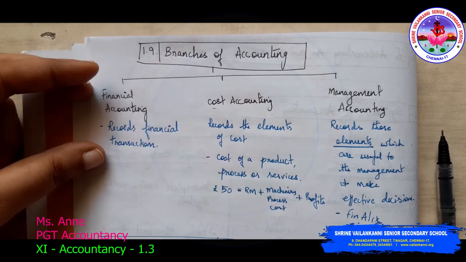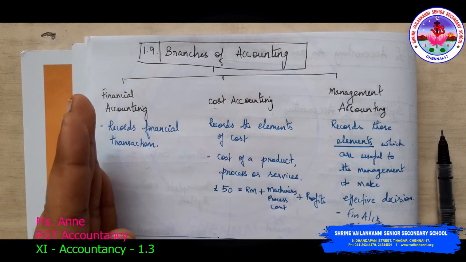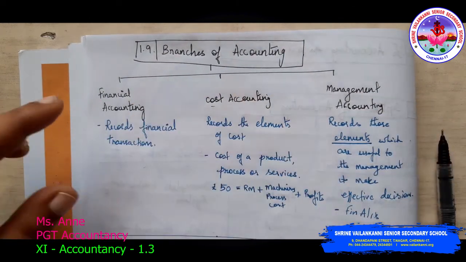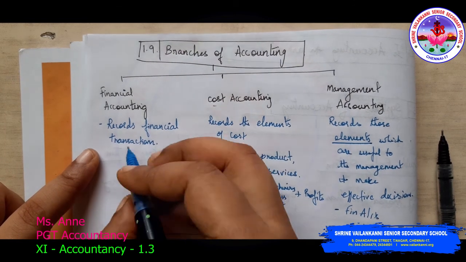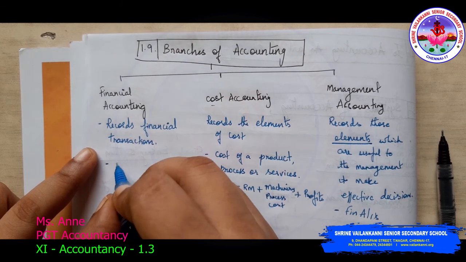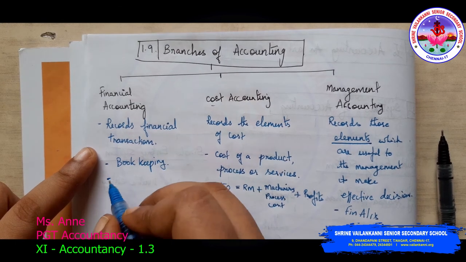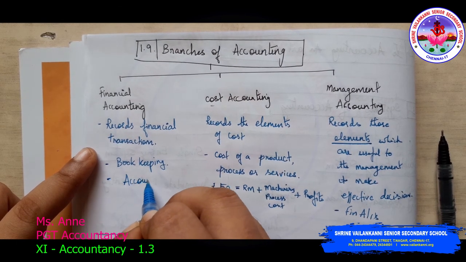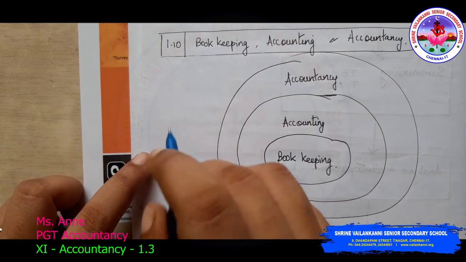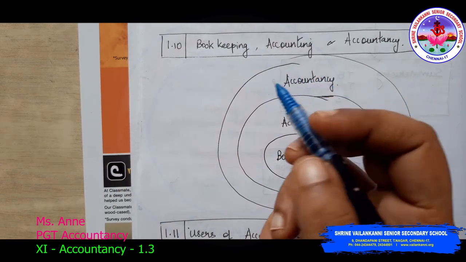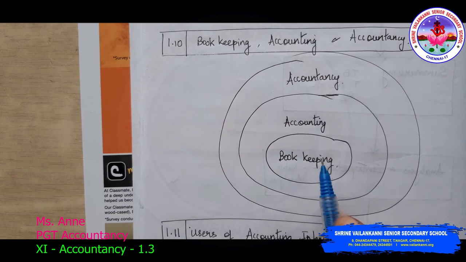So this is an important question. Branches of accounting. What are the branches and how do we differentiate financial accounting, cost accounting and management accounting? Financial accounting is to record only the financial transactions. It is the base. Now the next thing that you are going to learn is what is bookkeeping, what is accounting and what is accountancy.